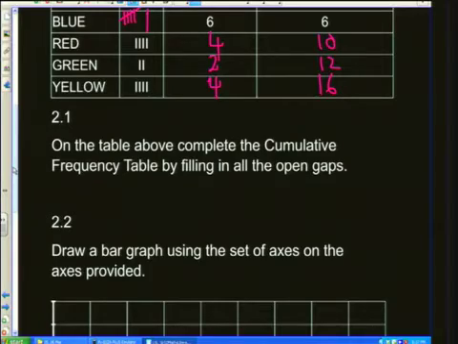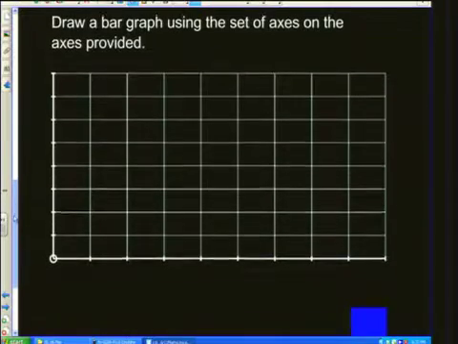Now let's ask questions. Our question we're going to say is this. Draw a bar graph using the set of axes provided. Here's the set of axes. Okay.